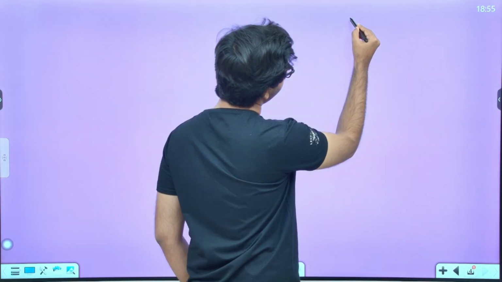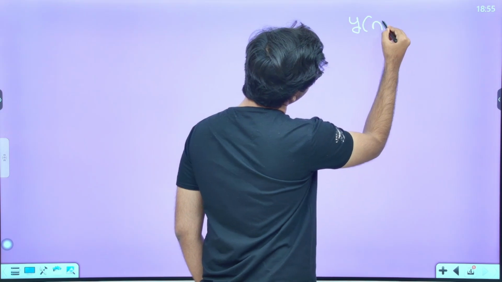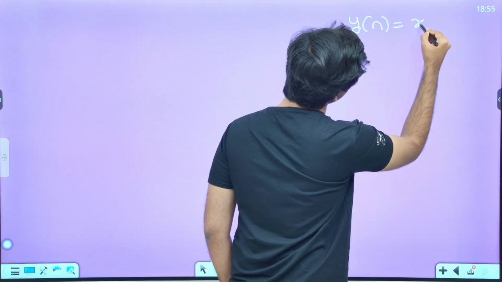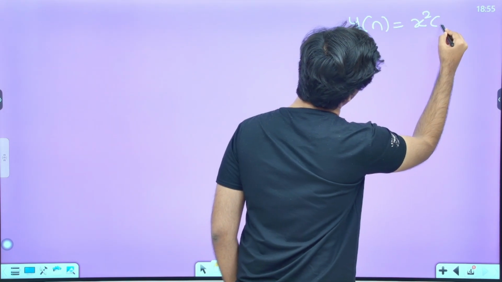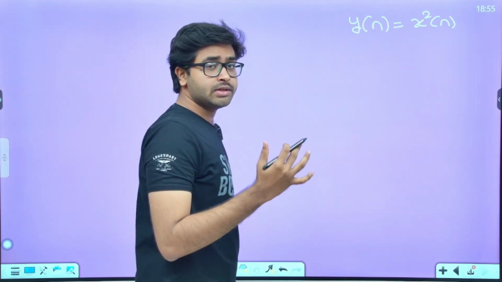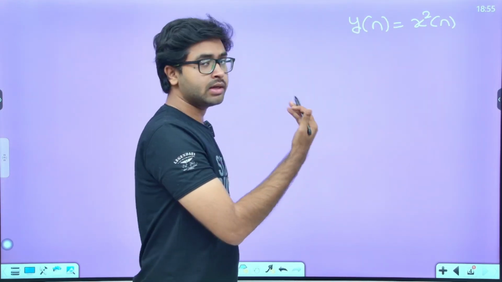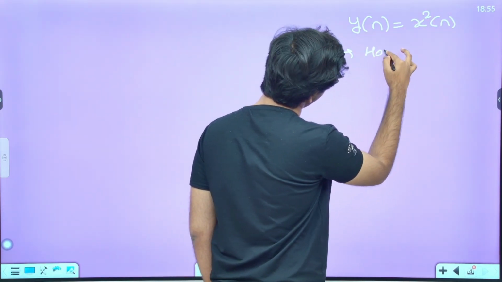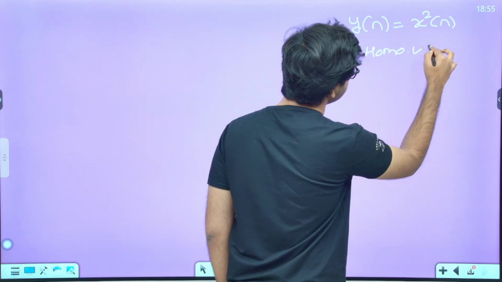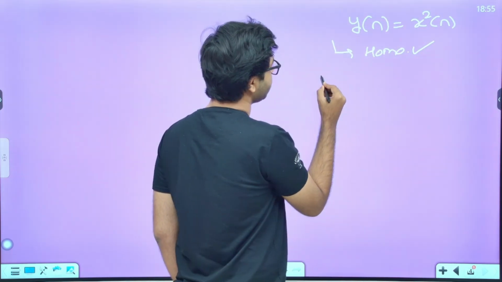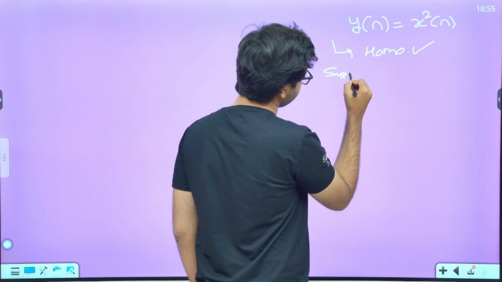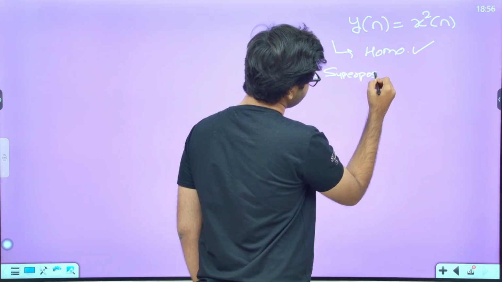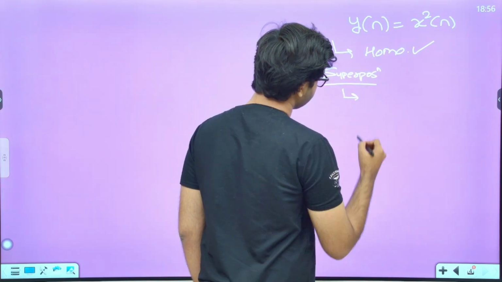I will simply write y of n is equal to x square of n. The only change is that a square is applied. The first part will remain the same. Homogeneity is followed, so we can say it's homogeneous. For the superposition, we need to write the equation. Okay, for superposition, let's see.